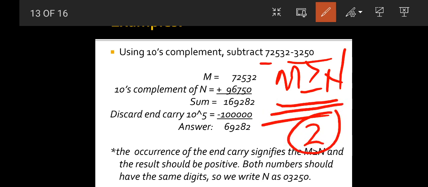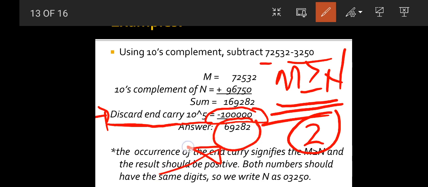You have to produce an end carry and then discard the end carry. So you have to discard your end carry, which is 10 raised to the power of 5. Since you discard it, you have to subtract. The sum will be deducted by the discarded end carry of 10 raised to the power of 5. So your result will be this one. That is your answer.